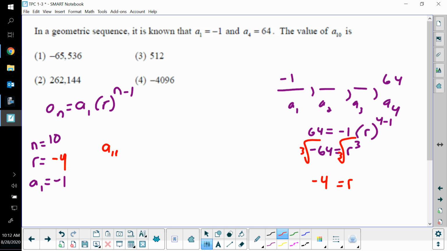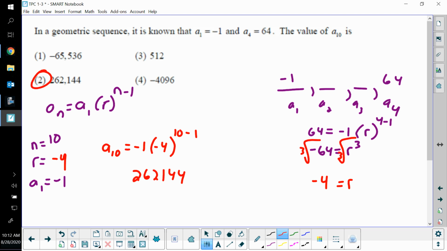So A10 is just our A1, -1, times -4 raised to the 10 minus 1. And when we punch that all in, we get 262,144. So it ends up being choice 2.